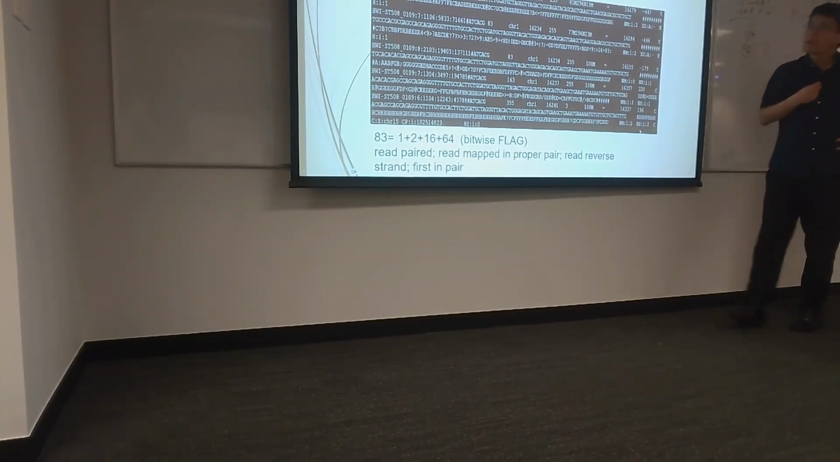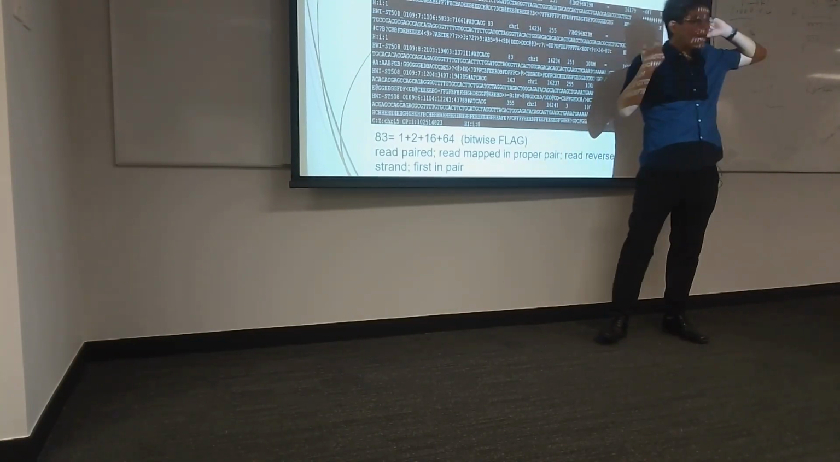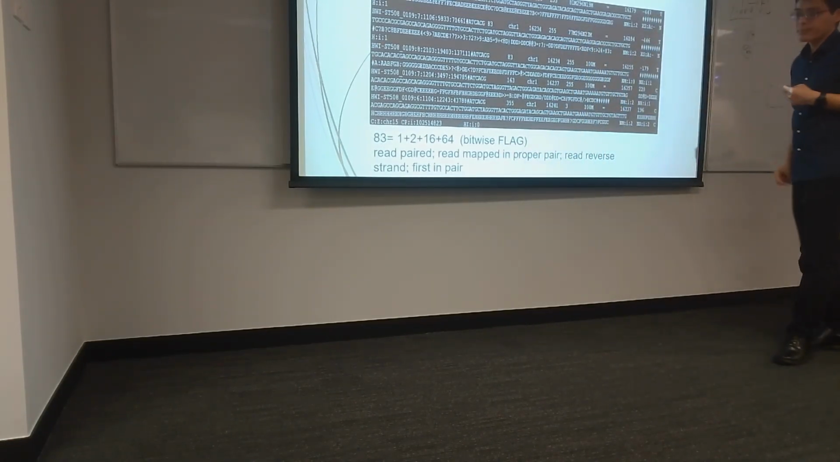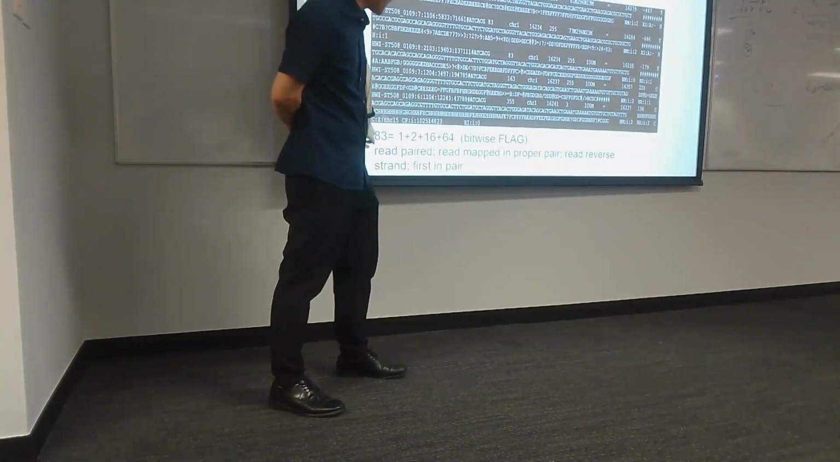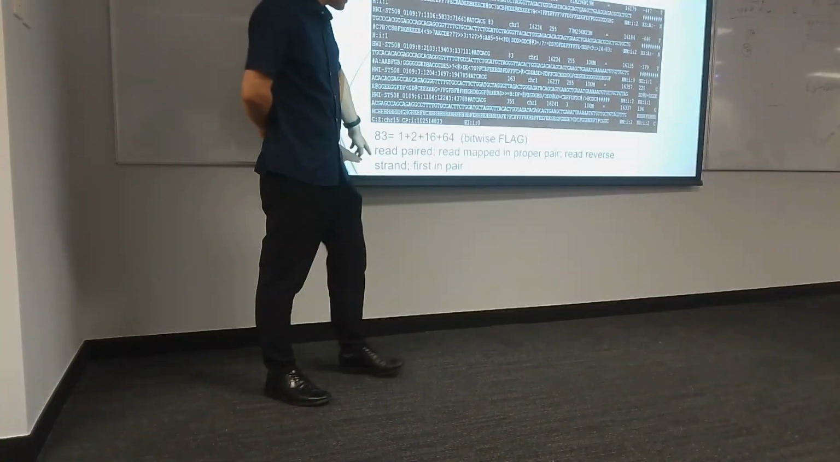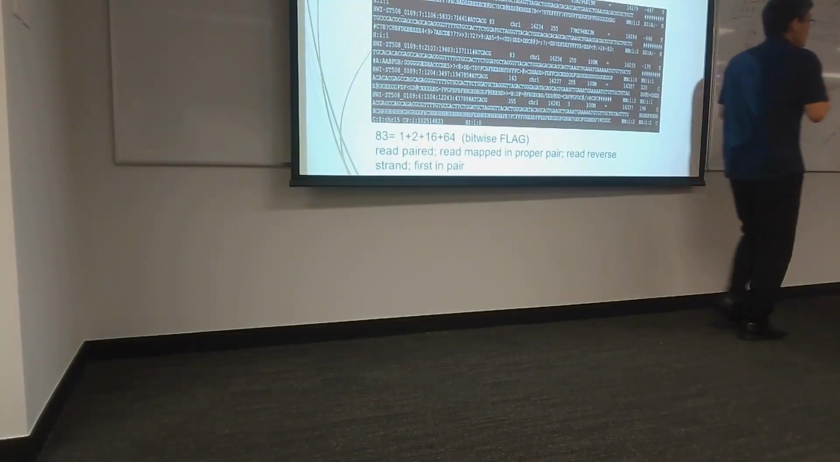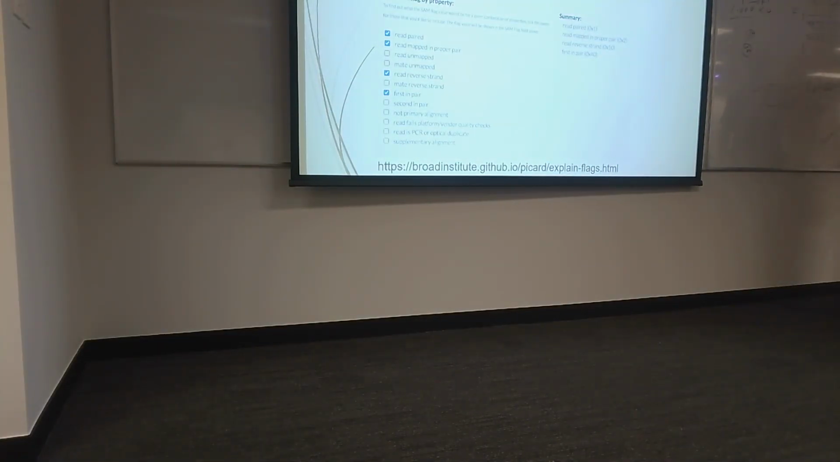So now you understand. For the second column in the BAM file, you got a flag, a number. The number is representing a description. For example, 83 could be explained as read paired, read mapped in proper pair, read reverse strand, and first in pair. This description together describes the overall quality of the mapping of this particular read. Any questions for BAM flag?